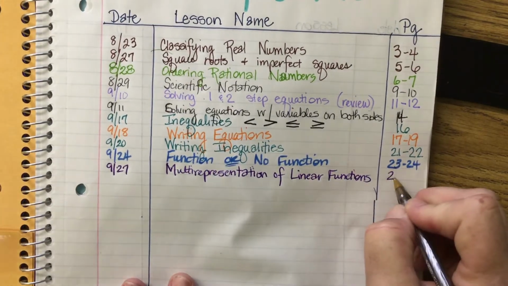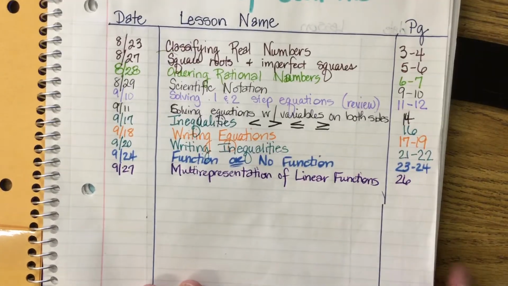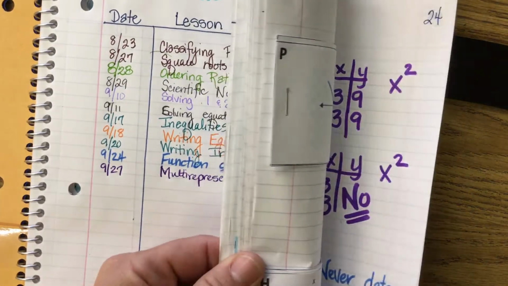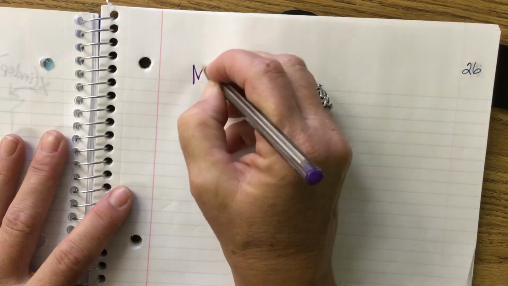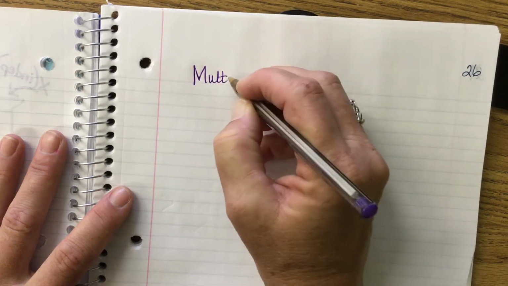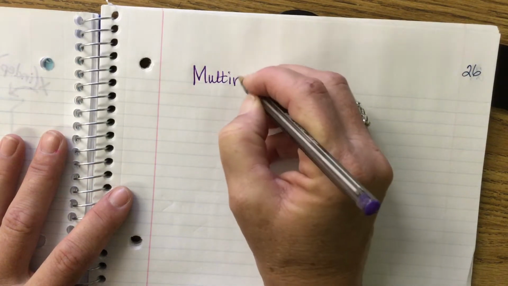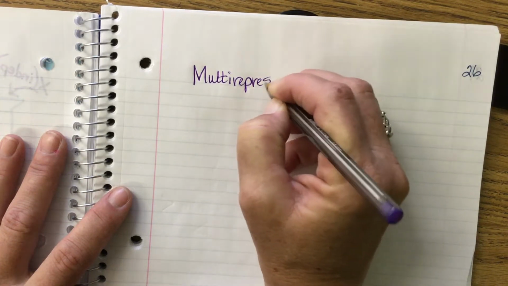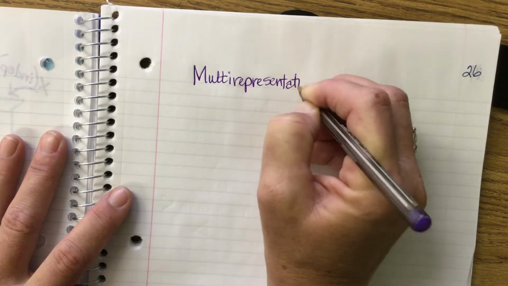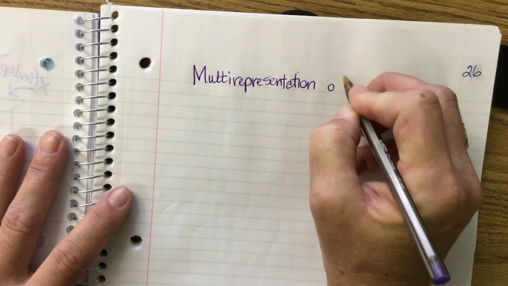And I'm going to be on page 26. Okay? All right, I am so excited about this unit because actually we're getting into algebra. Multi-representation.